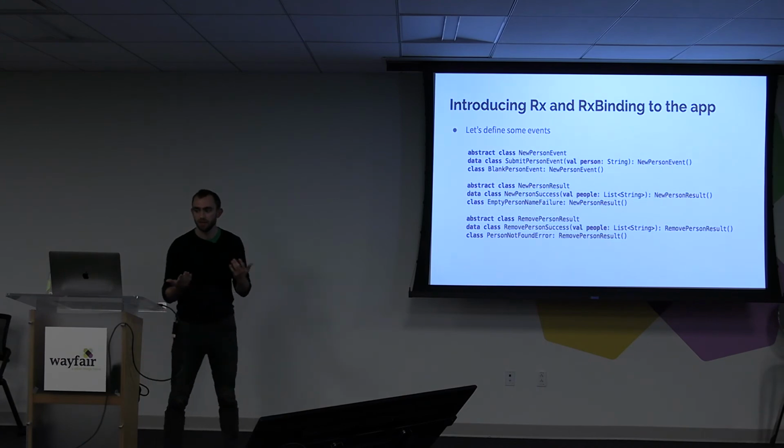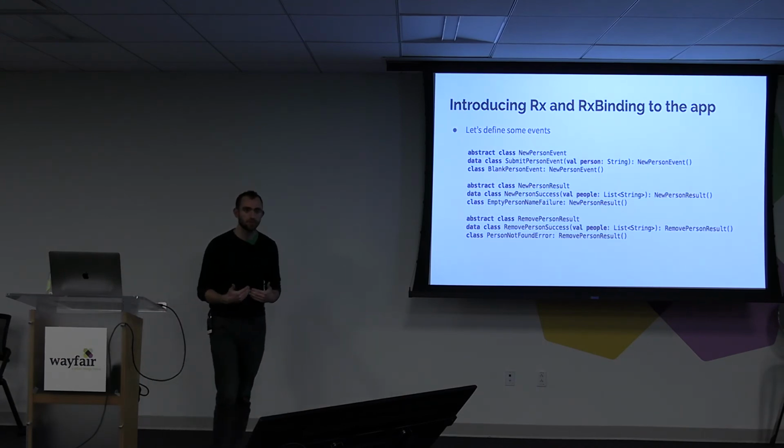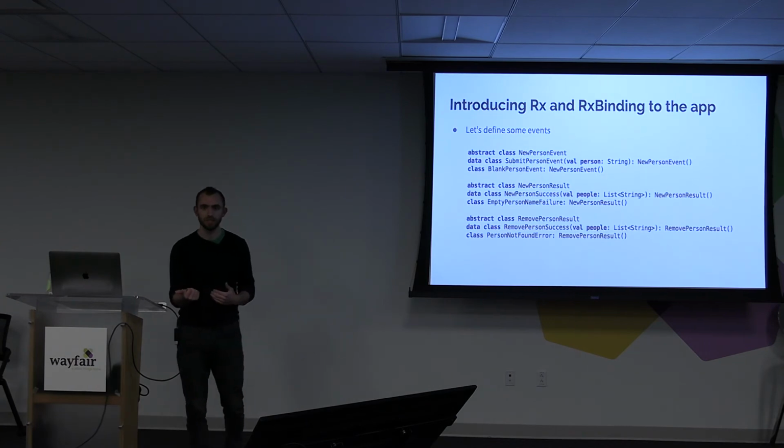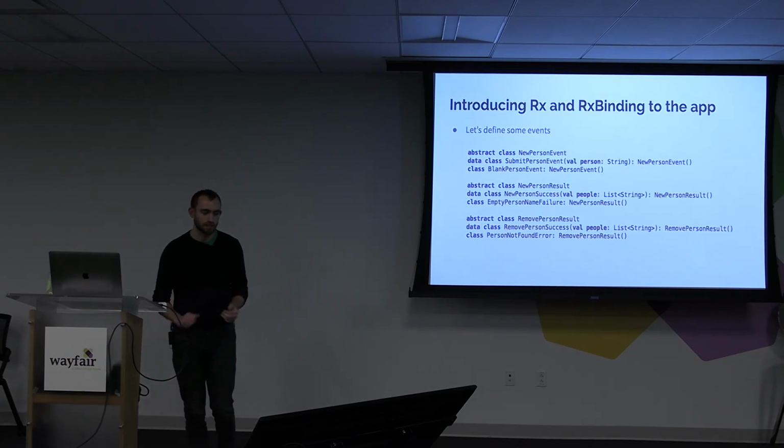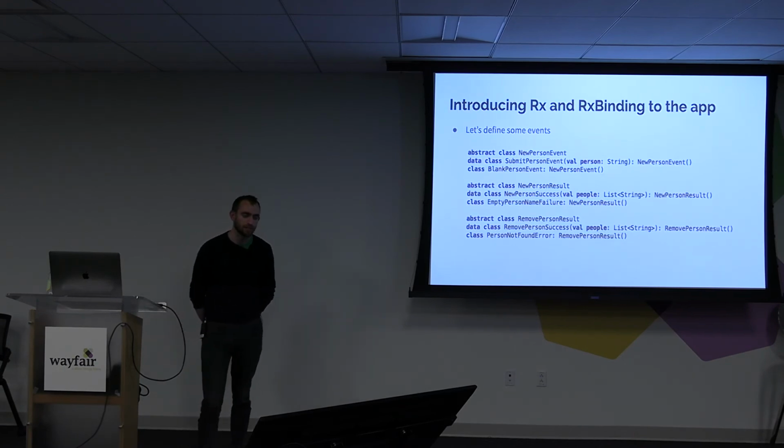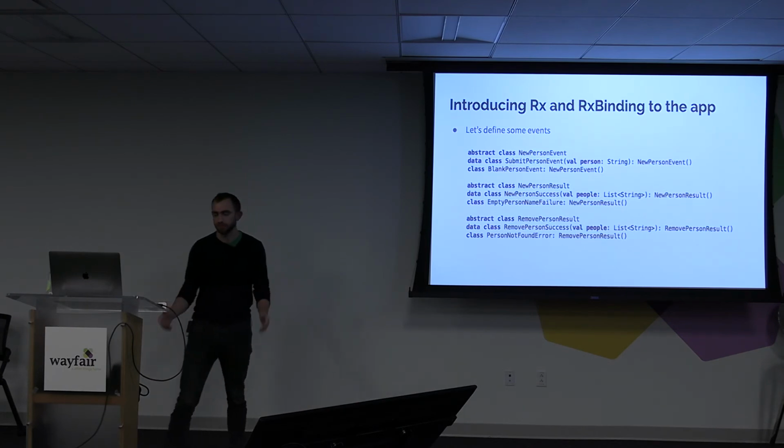Based on that event, we're going to have some sort of result. Again, it's either going to be a success or a failure. And the success is going to return a list of people. Then on the deletion side, we're going to have a remove result. And that's either going to be successful or failed.